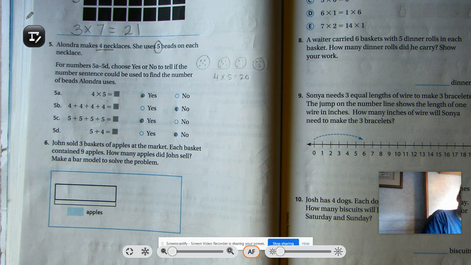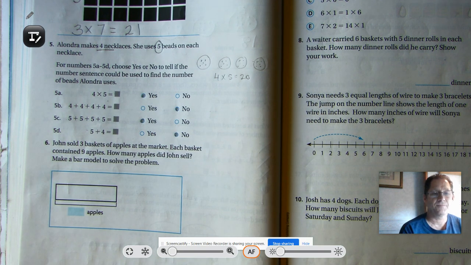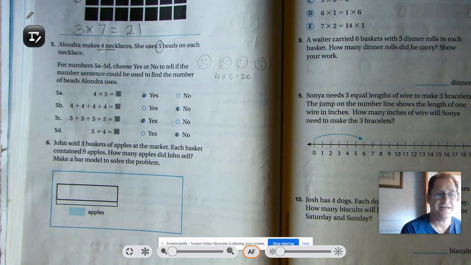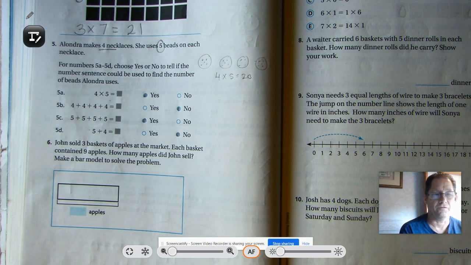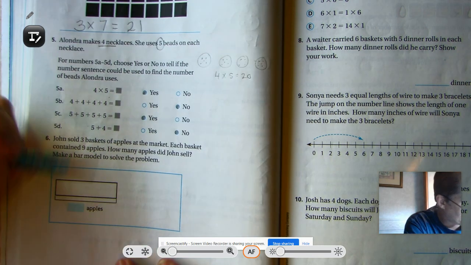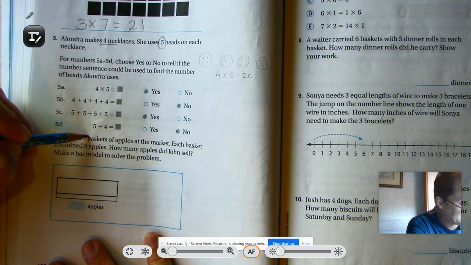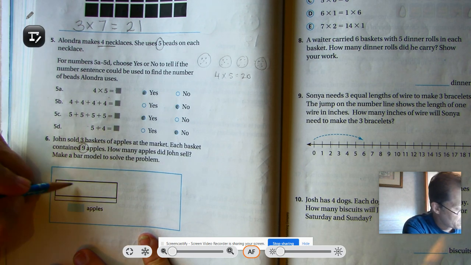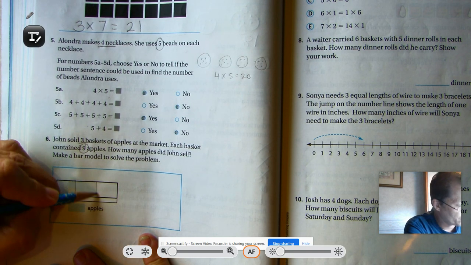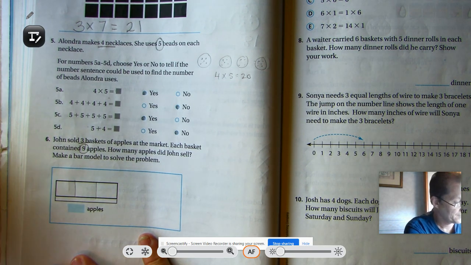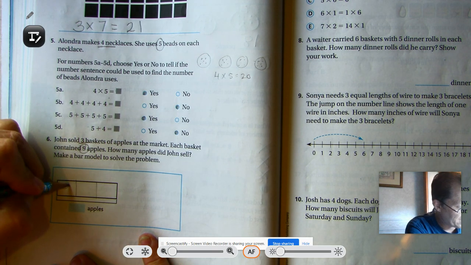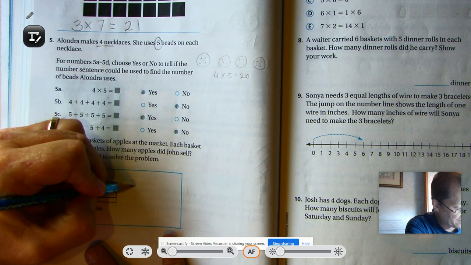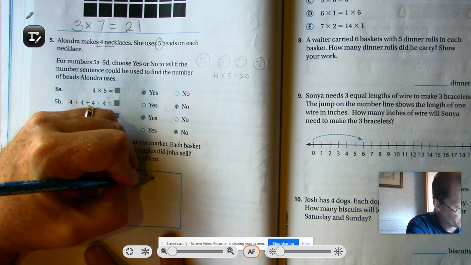All right, number 6. John sold 3 baskets of apples at the market. Each basket contained 9 apples. How many apples did John sell? Make a bar model to solve the problem. Okay, so 3 baskets, 9 apples in each basket. So in our bar model, we have to have 3 sections, and in each section we will have 9 apples. So the multiplication problem shown by this model is 3 times 9.